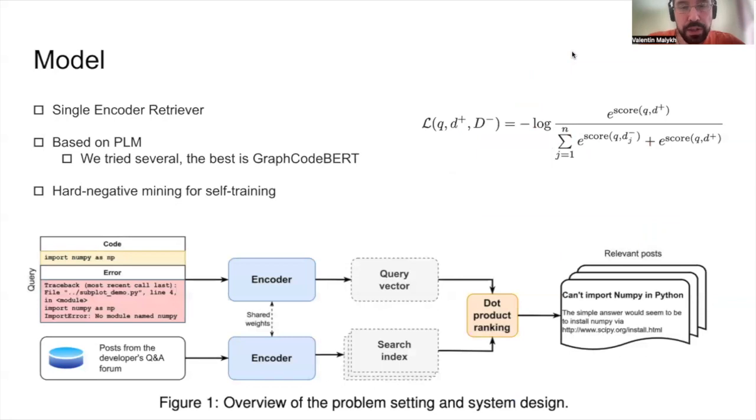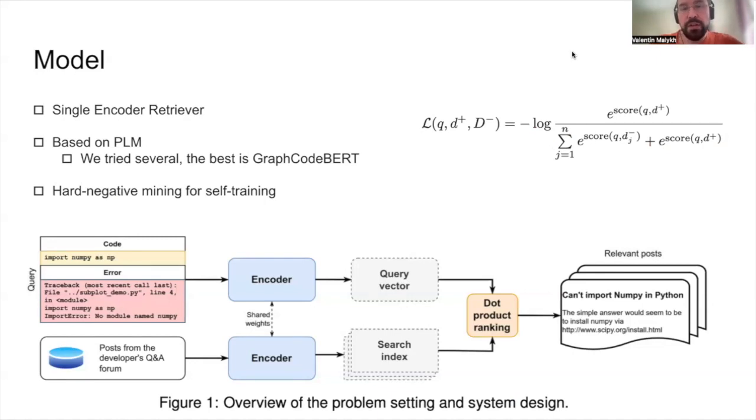So what about the model I'm talking about? The model has three specific features. This is a single encoder retriever. Single encoder, because we use the same encoder for the query and for the search. We use the same encoder to encode a query, and the same encoder to encode the index, which can be stored. So we store the vectors from the encoder to search efficiently. We use our encoder to get the vector and compare it with the dot product, and we get the answer.